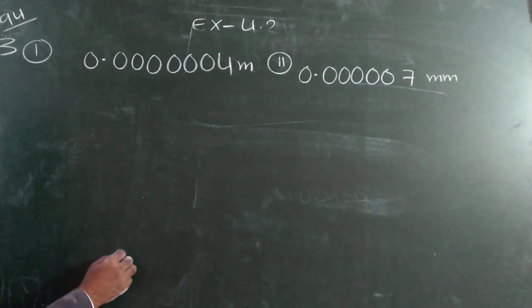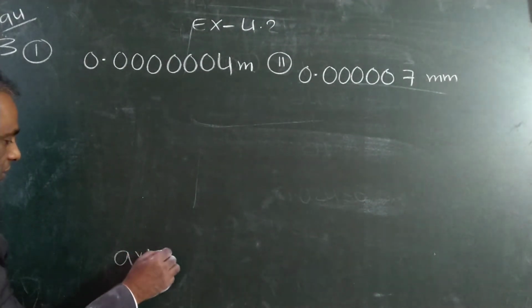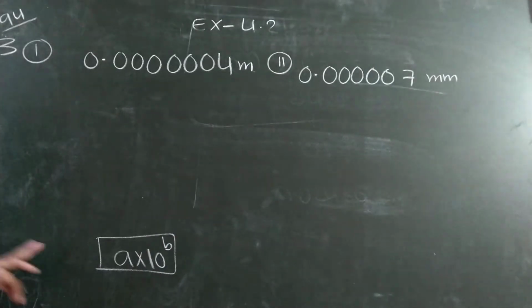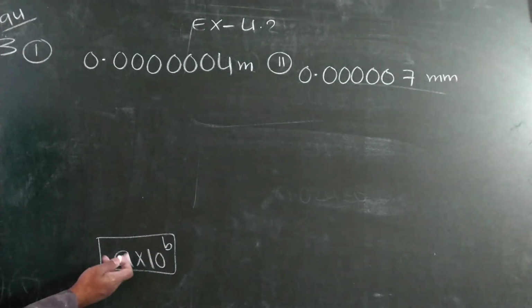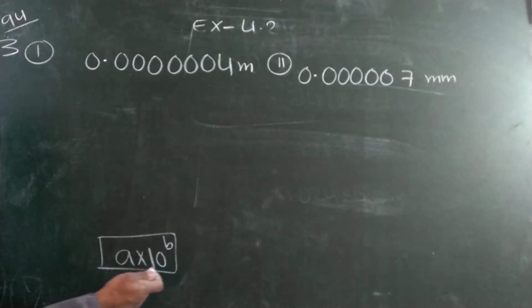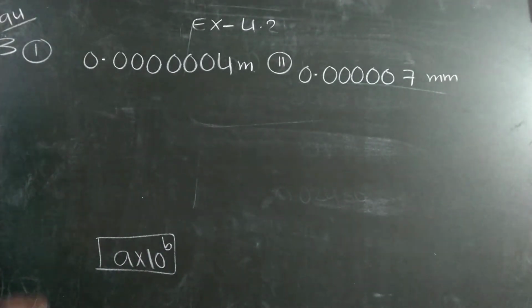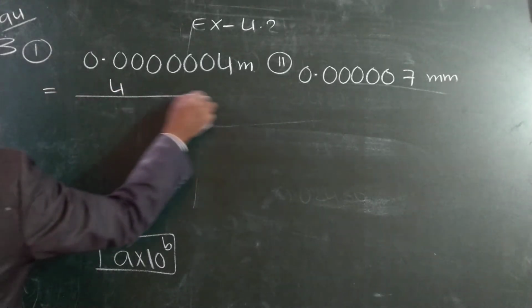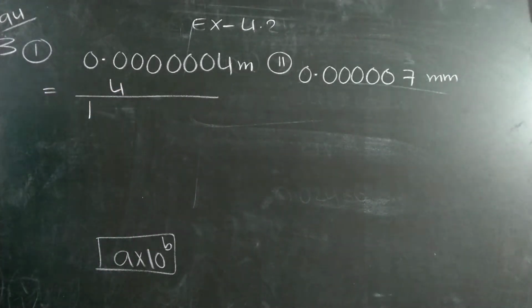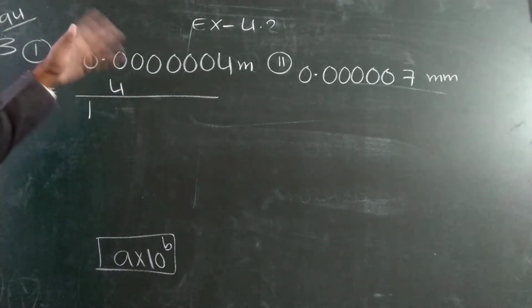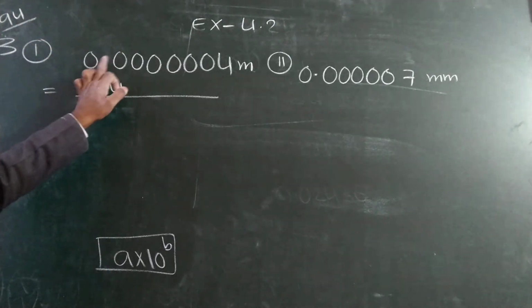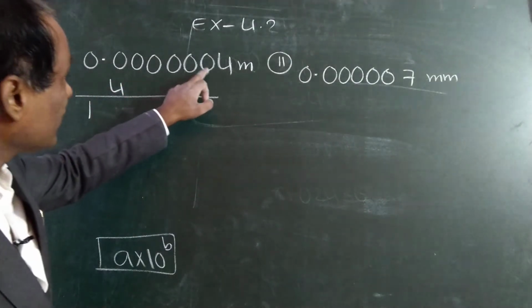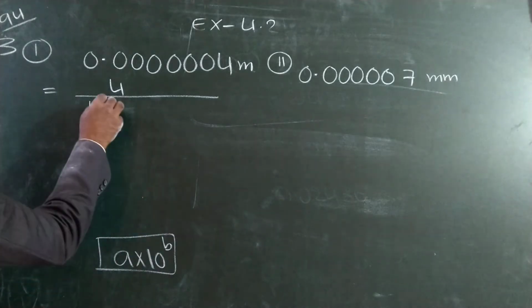Standard form means a into something into 10 to the power of something, like this. That something should be only one digit. If there is more than one digit, the decimal should be after one digit. See here, how am I changing? Very simple. First remove the decimal. After the decimal, how many digits? 1, 2, 3, 4, 5, 6, 7 digits. So 7 zeros.